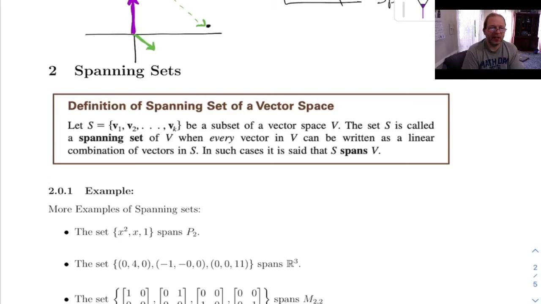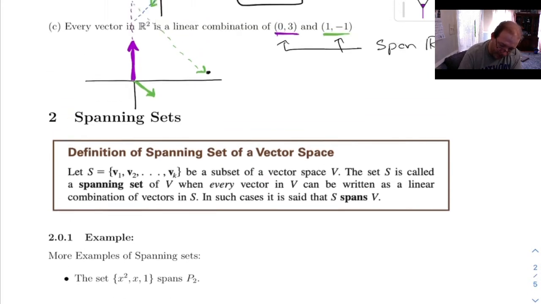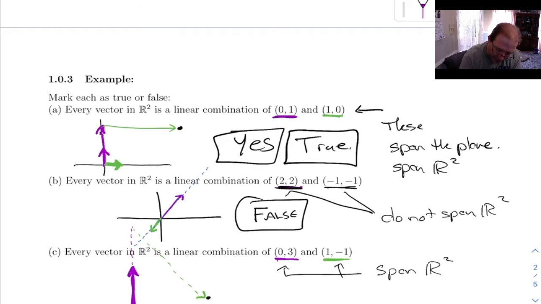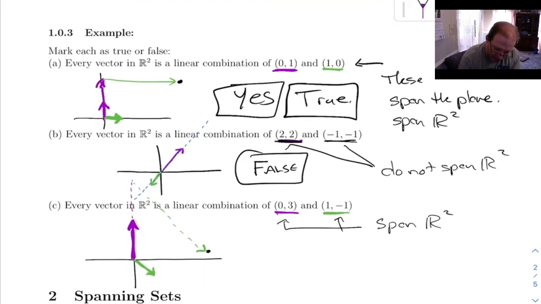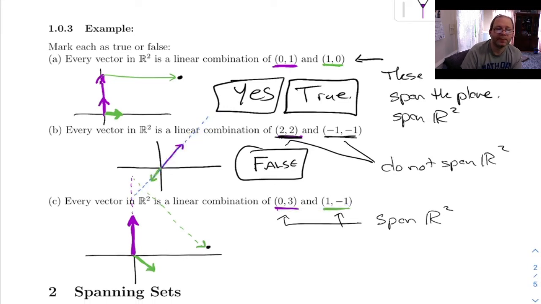Okay, let's look at spanning sets. If S is a collection of vectors that's a subset from a vector space V, then S is a spanning set of V if every vector in V can be written as a linear combination of vectors in S. So if we go back up here, this was a spanning set of R2. This one we saw was not a spanning set of R2 because you can't get everything in R2, just the stuff on this line. And we saw that this was a spanning set of R2.